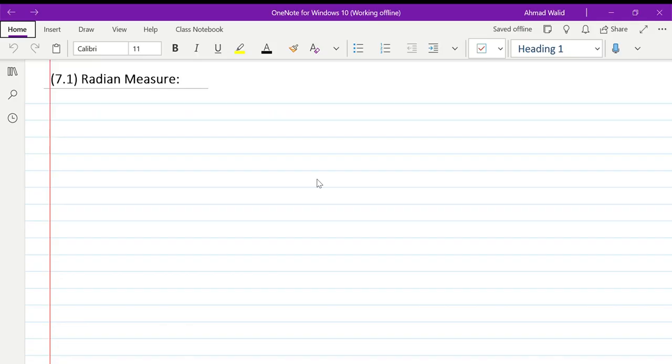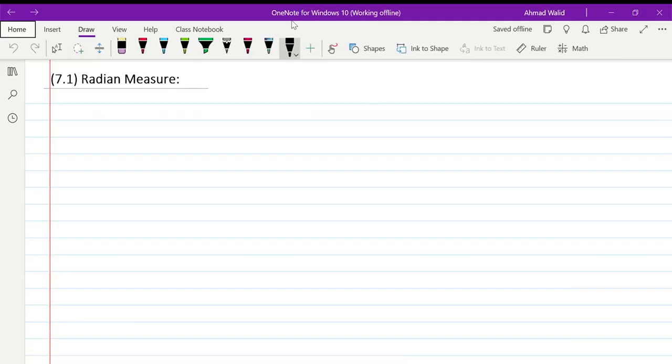There are two types of units that you can measure an angle, correct? One of them was degree that we used in chapter 6, and the other one is radian.